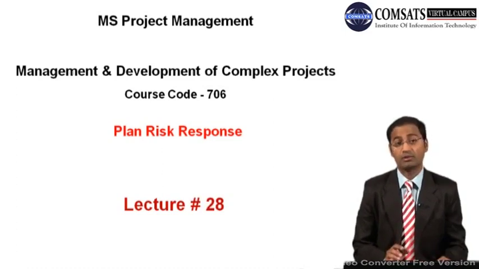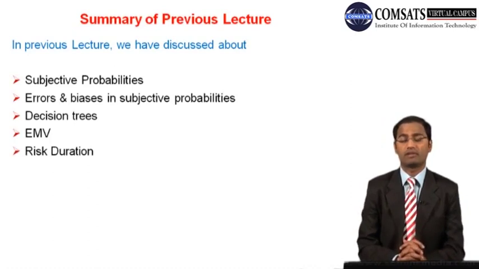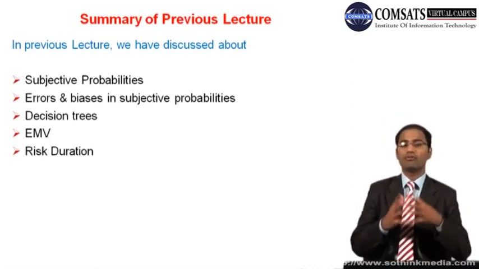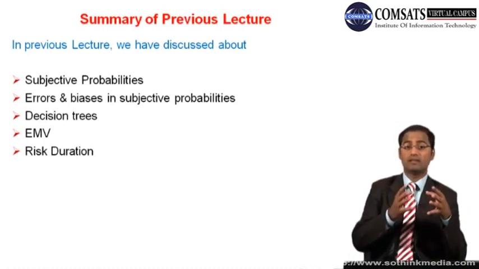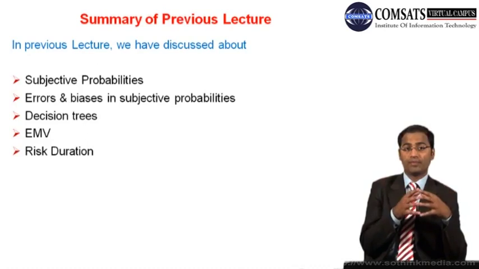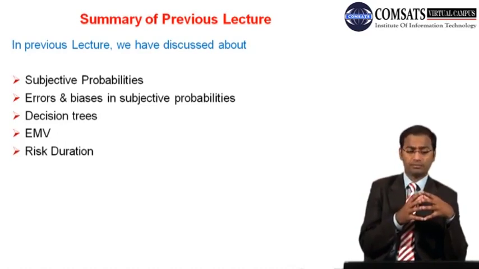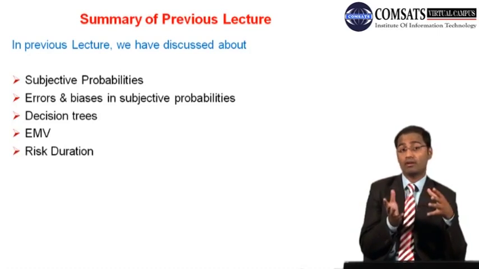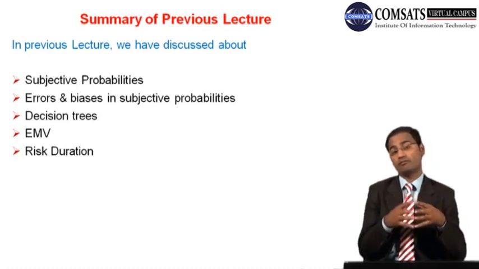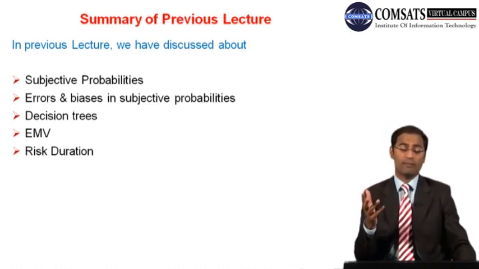So before we start lecture number 28, let's have the summary of the previous lecture. In the previous lecture, we were discussing subjective probabilities. Remember, there are three methods to find out the probabilities in risk analysis. One is objective determination of the probabilities, and for that you need historic data. If the data is not available, then you can use a priori probabilities. And we have done a few examples and case studies on both of these methods.